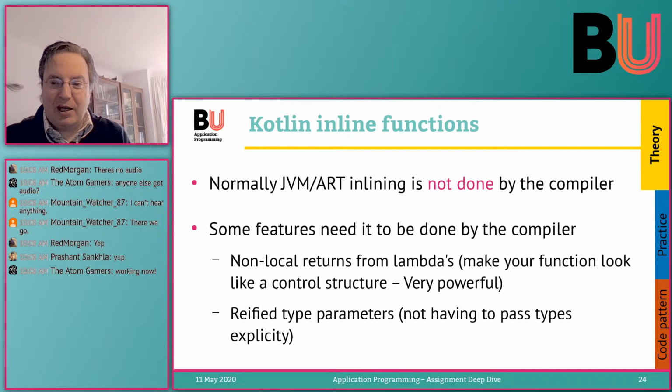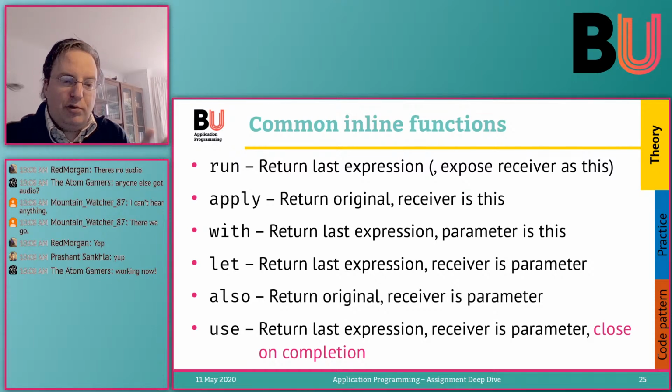You can access that type and do whatever you want with it, including getting the class object belonging to that. So you can do a little bit of poor man's reification. Look at that lecture for more information on that. So there are some common functions in Kotlin that you probably want to know: run, apply, with, let, also, and the use one. The use is the one that I just talked about, which does automatic closing on completion. But it also helps to understand the concept.